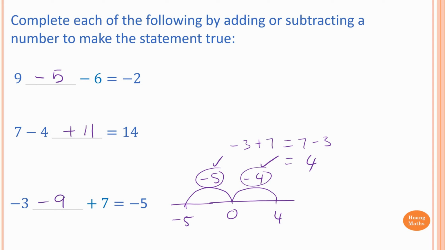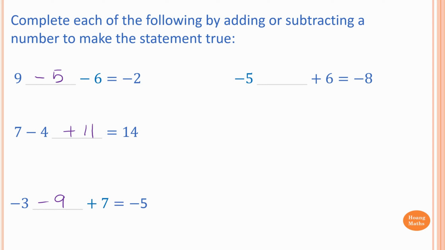So -9. Next one. -5 plus or minus a number plus 6 is equal to -8. So we can clear these two numbers first. So -5 plus 6 is exactly the same as 6 minus 5, which is 1. So these two give me 1. So you start from 1 and then you end at -8. So to get from 1 to -8, that means you minus 9.